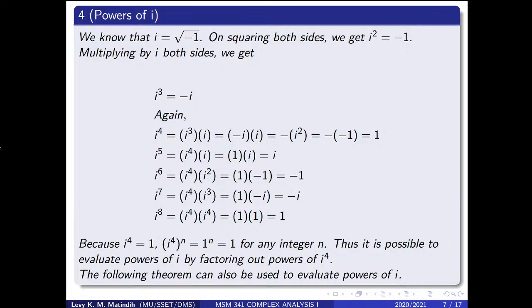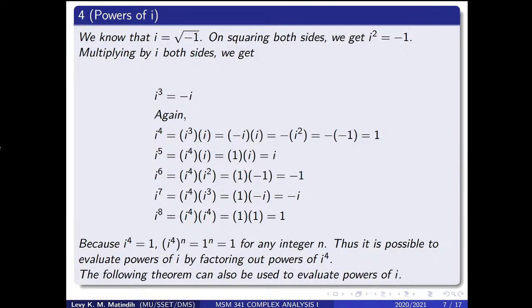Now -i squared is the negative of the square of i. Remember, the square of i is equal to -1. Now negative times -1 will give us 1. So generally, i to the power 4 is equal to 1.